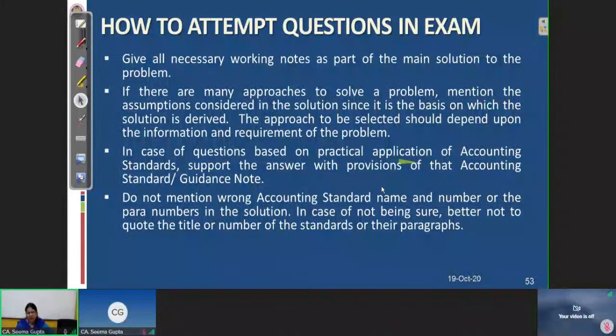If we have time, we will also go through the examination strategy. So now, how to attempt questions in the exam. Give all the necessary working notes as part of the main solution, as I have already discussed.